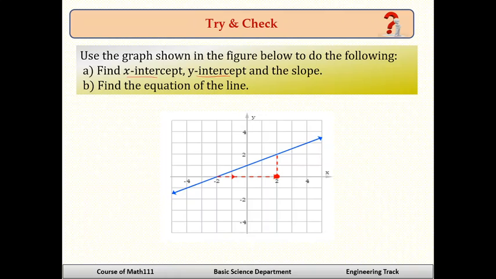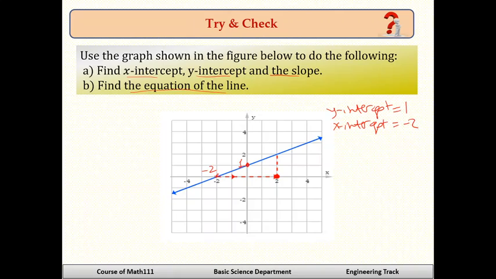Find the x-intercept, y-intercept, and the slope, and find the equation of the line. So x-intercept for sure is here. This is 1. Sorry, this is the y-intercept. So the y-intercept is for sure 1, and the x-intercept is -2 here. So you can say x-intercept is -2.